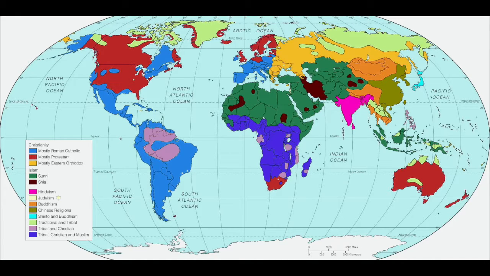And lastly, we are also able to get information off of geographic tools such as this map, which illustrates various religions in several regions.